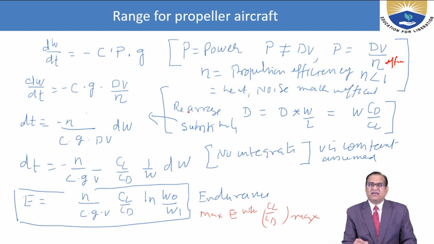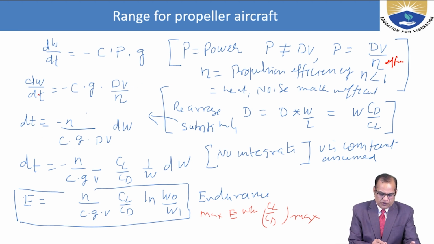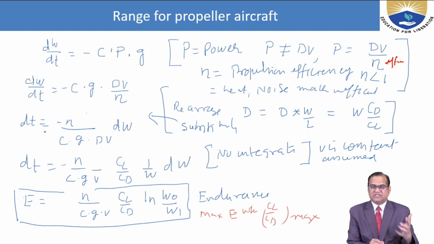So here we can write that dW by dt is equal to minus c into g, and for this P we can write DV by eta. So dt is equal to, because first we have to find out the time, that is endurance, dt is equal to minus eta by c into g into DV into W. So this dt is equal to minus eta by c g into V.